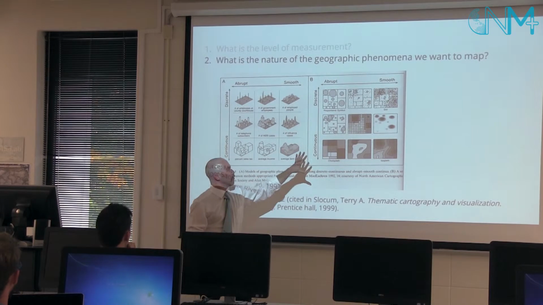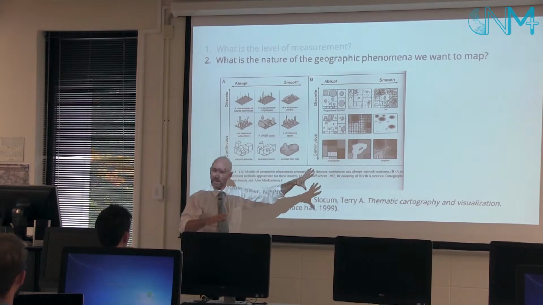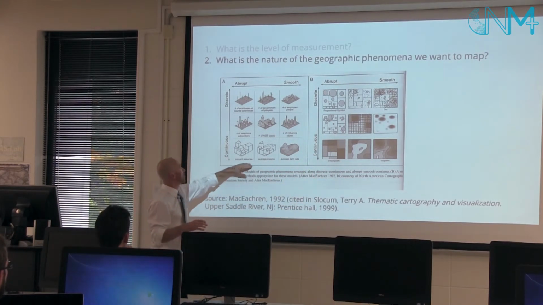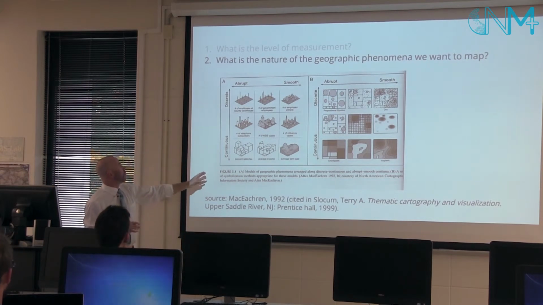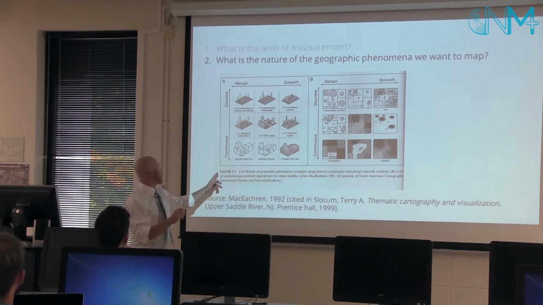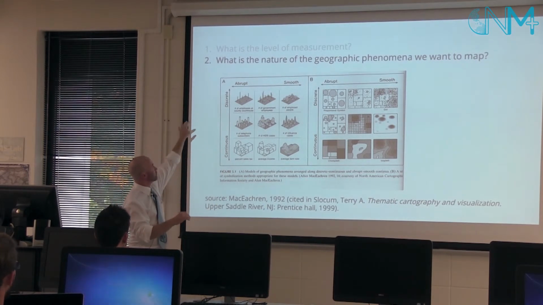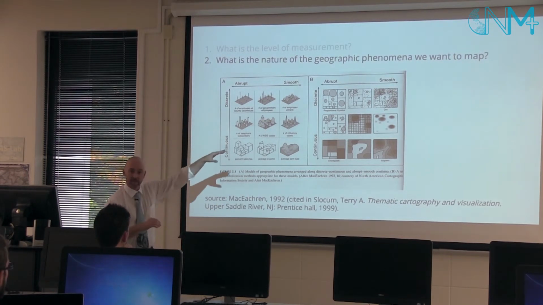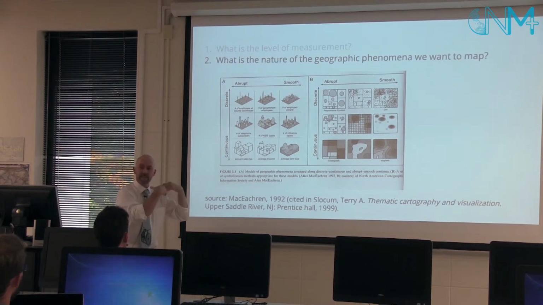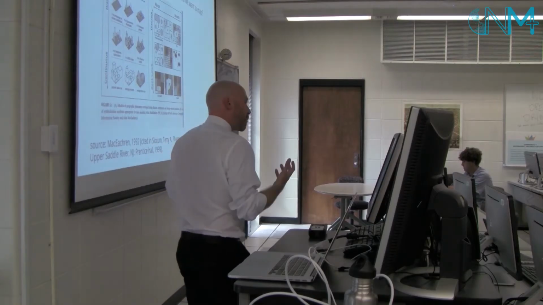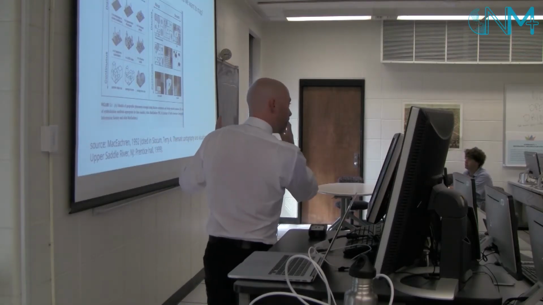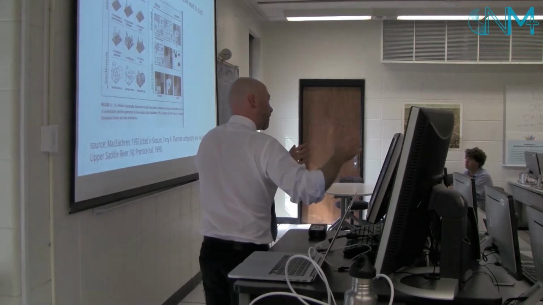Isolines. Well, so how do we know which one of those to pick when we're going to make a map? And he provides this very interesting way to think about the actual phenomena. We can think about, is it a continuous phenomenon or is it discrete? Does it exist abruptly or does it exist smoothly?